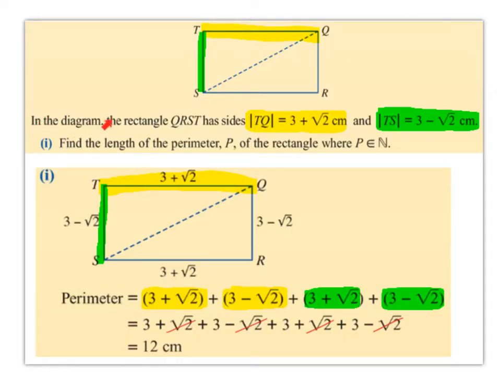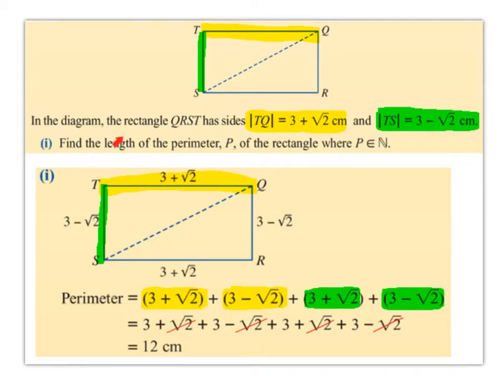In the diagram, the rectangle QRST has sides TQ equals 3 plus root 2 centimeters and TS equals 3 minus root 2 centimeters. So here is the rectangle QRST. TQ is 3 plus root 2 centimeters, so SR must be the same. And TS is 3 minus root 2 centimeters. So QR must be the same as well.